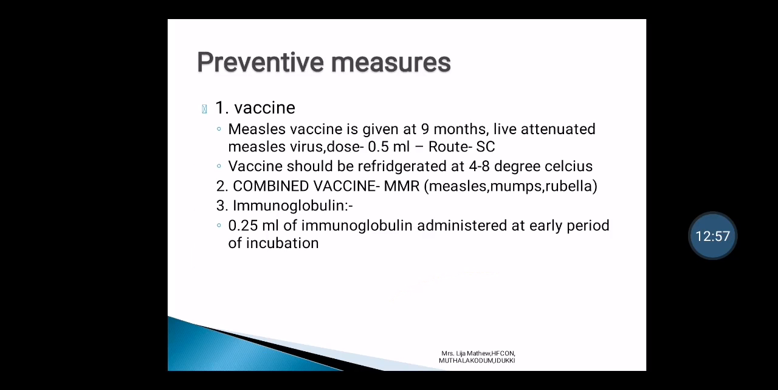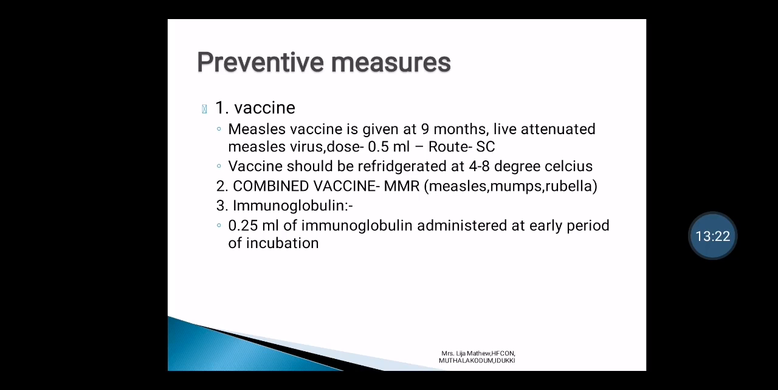And when we look into the preventive aspects, the vaccine. Since we are studying communicable diseases, maybe you all have seen that there is no particular special treatment. Prevention and control is the only step we can take in communicable diseases. So vaccine is the main thing we can tell. The measles vaccine is given at 9 months in India.